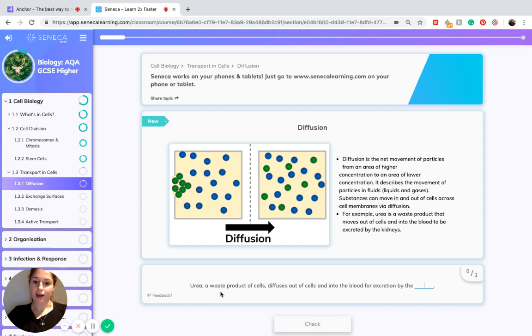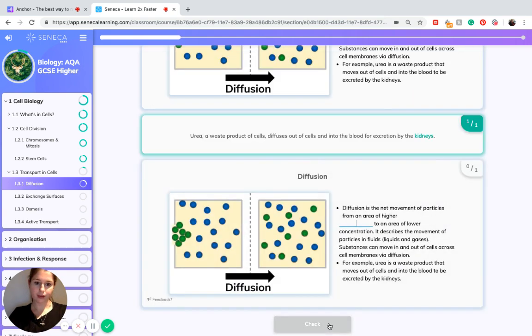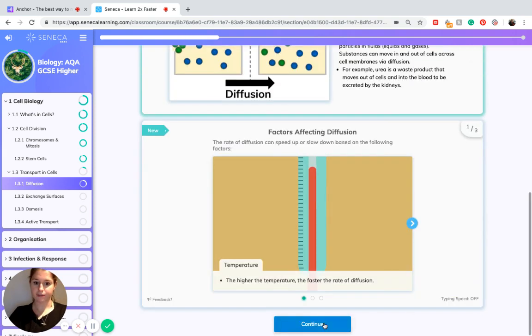So we know now that urea is a waste product of cells which diffuses out of cells and into the blood for excretion by the kidneys. So let's just recap on what we've just learned. We know that diffusion is the net movement of particles from an area of higher concentration. So they're moving down their concentration gradient.